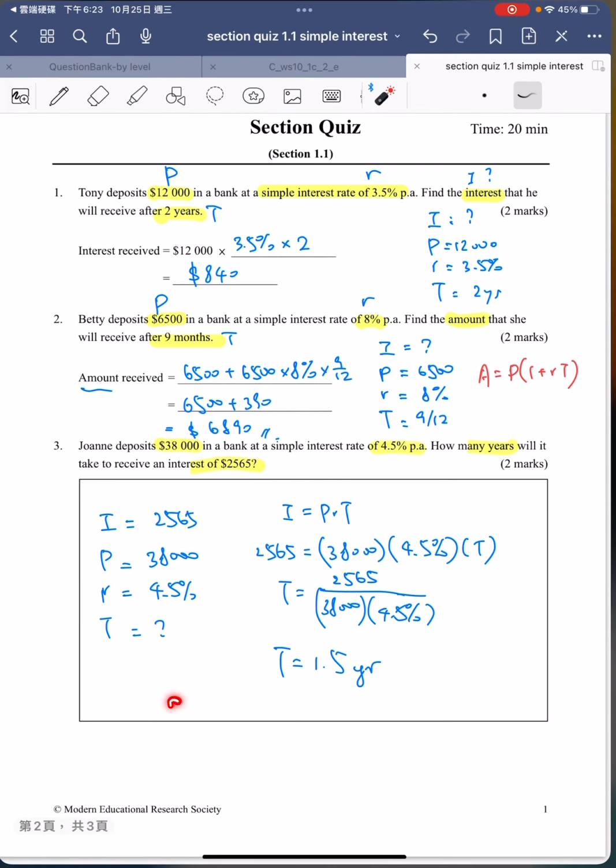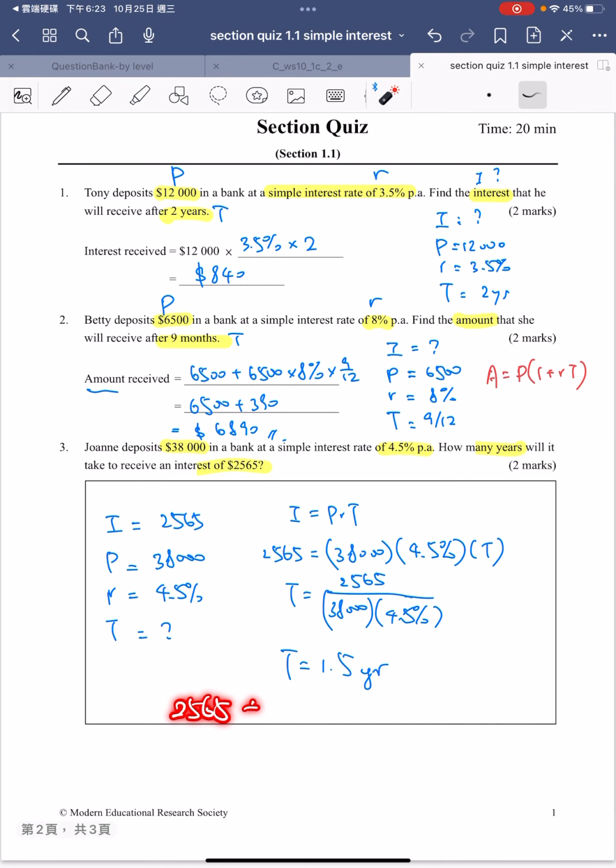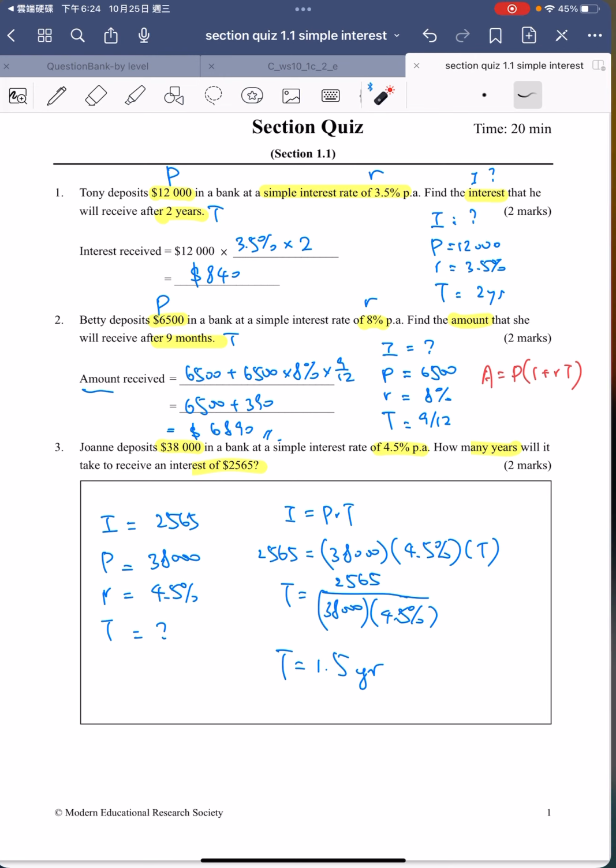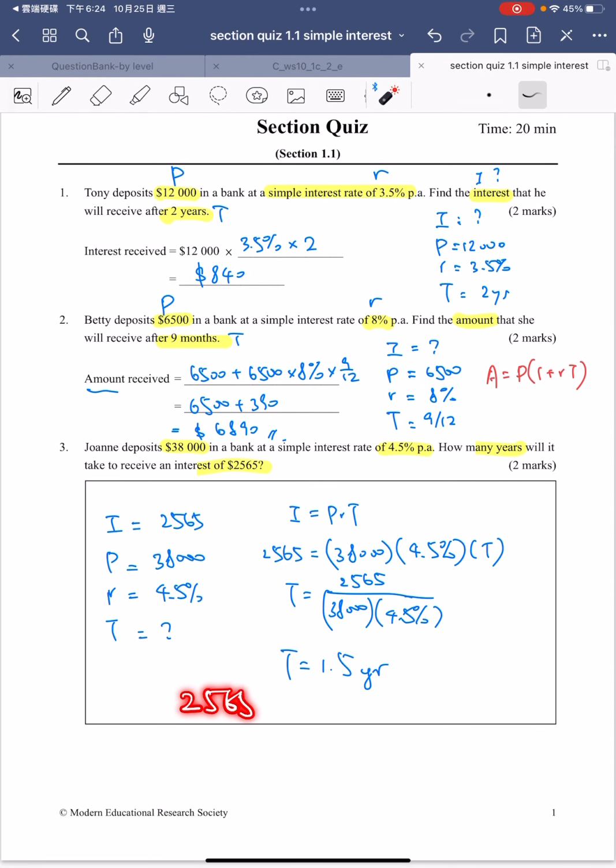So you can't use 2565 divided by 38,000 and just put the times here, although this is a times, because actually it's divided by the whole thing. So either you calculate this part first and then use the numerator to divide the denominator, or you can try to use 2565 divided by 38,000 divided by 4.5%. Then you can get the correct answer. Okay? So that's for question 3.